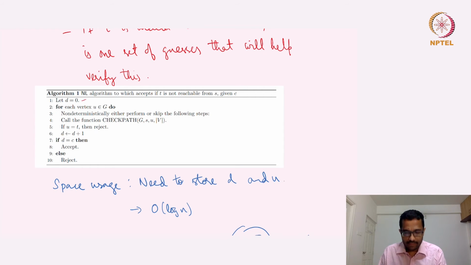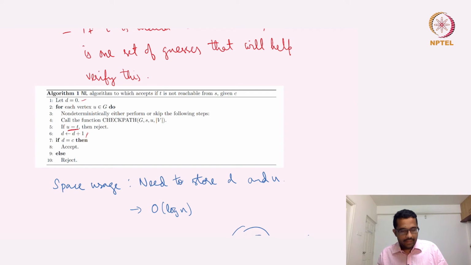Checkpath, what it does, I will just briefly explain now, and later we will see it in detail. It will check whether there is a path from S to U of length at most V, the size of V. So if it is a vertex that is reachable, then we will guess it correctly, and we will call the function. And if at any point T is guessed to be reachable, then the whole computation path is rejected, because T is something that we do not want to reach, right? If at any point T is found to be reachable, we do not proceed with that computation. And for every vertex that is correctly verified to be reachable, we increment D, right?